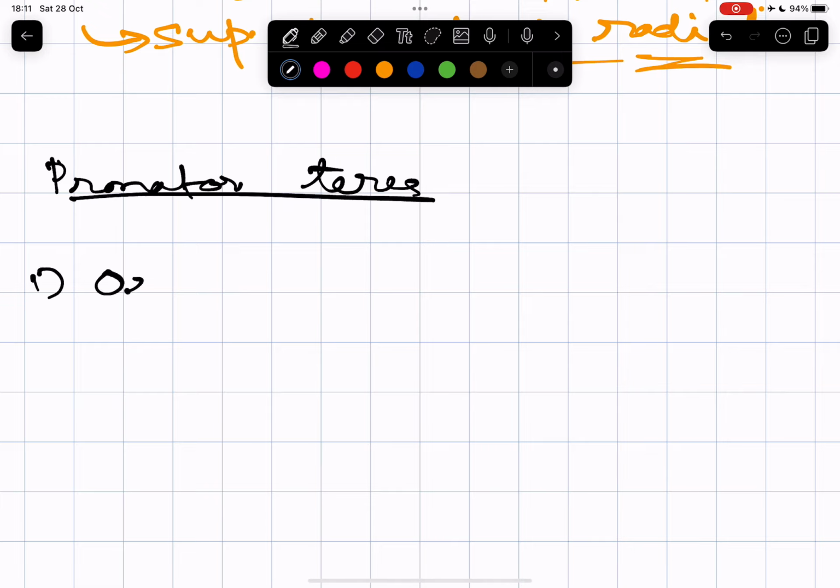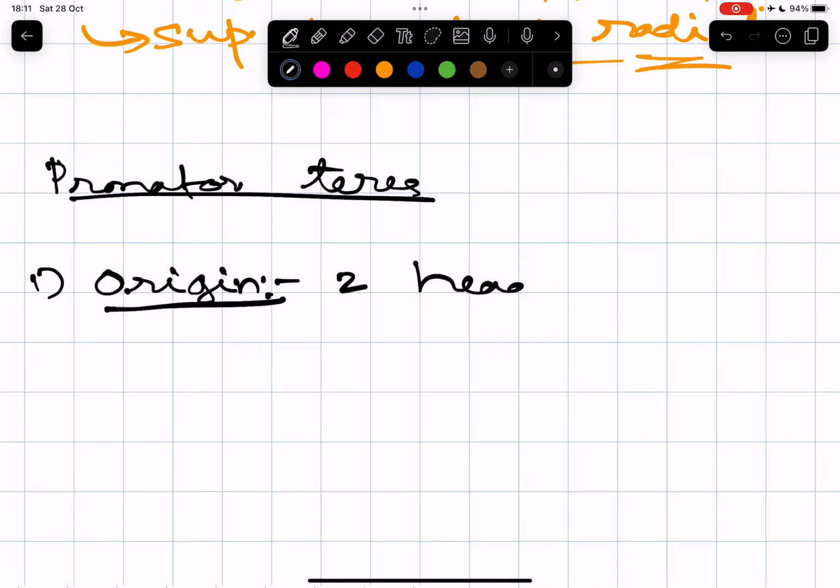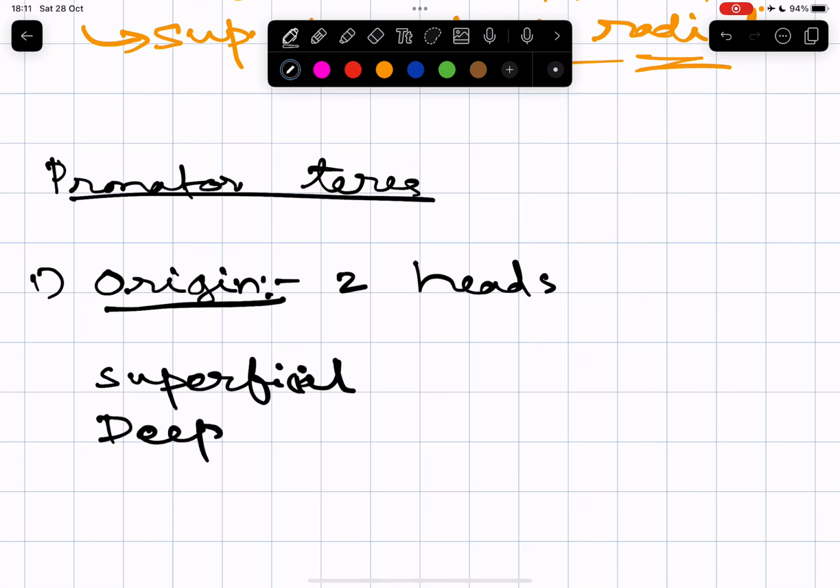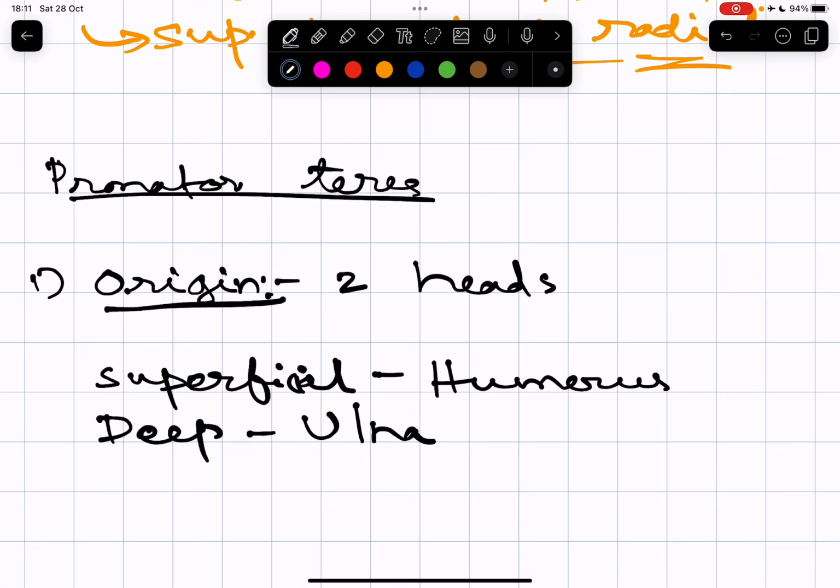Now, what is the origin of the pronator teres? The pronator teres muscle has two heads of origin. One is called the superficial head, and the other one is the deep head. The superficial head is from the humerus and the deep head is from the ulna. So what passes between the superficial and the deep heads of the pronator teres? We have the median nerve passing between the two heads of the pronator teres muscle.